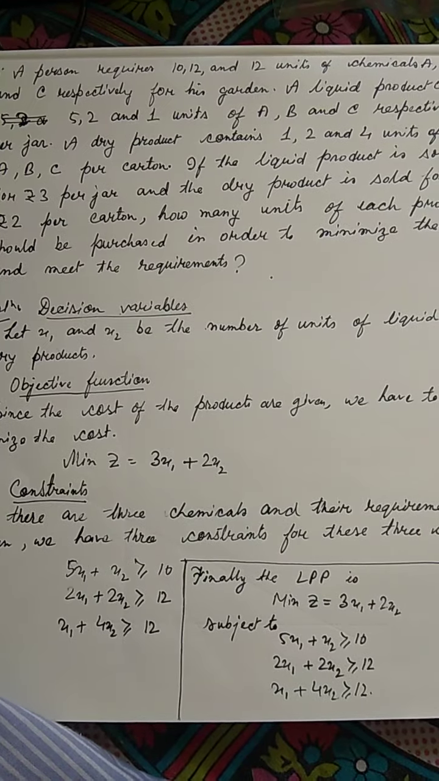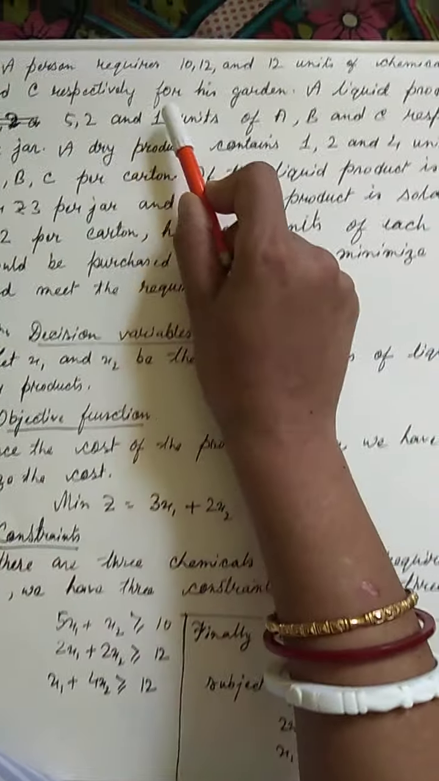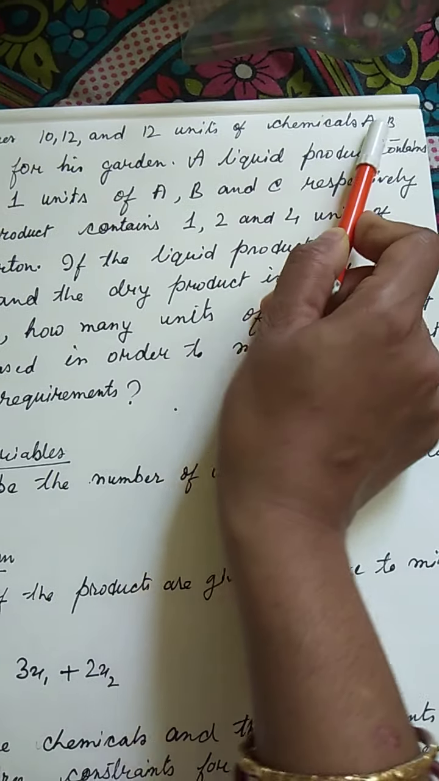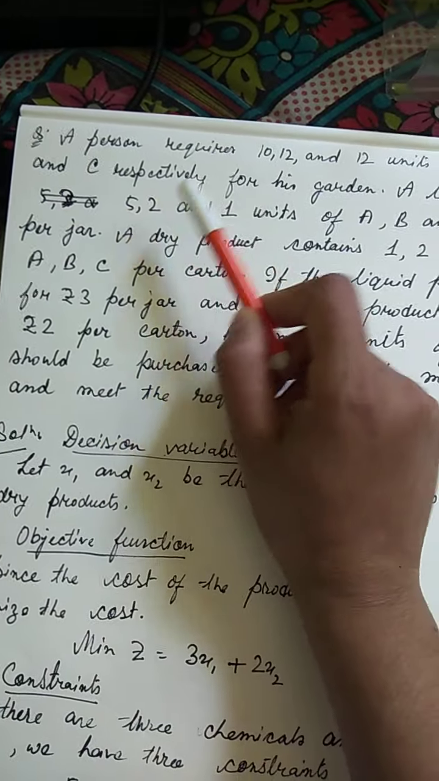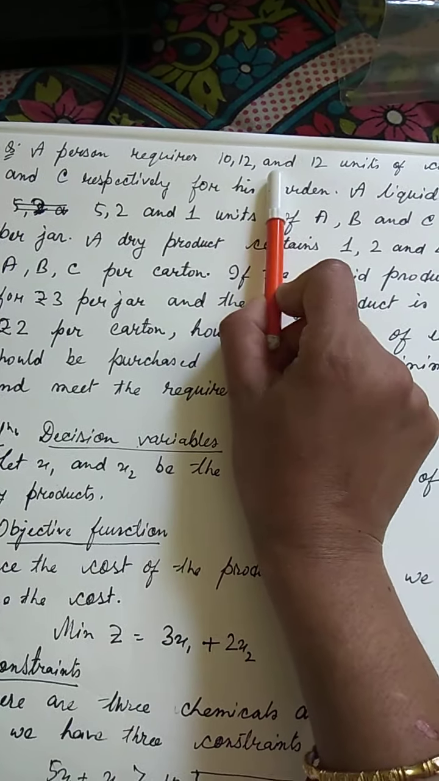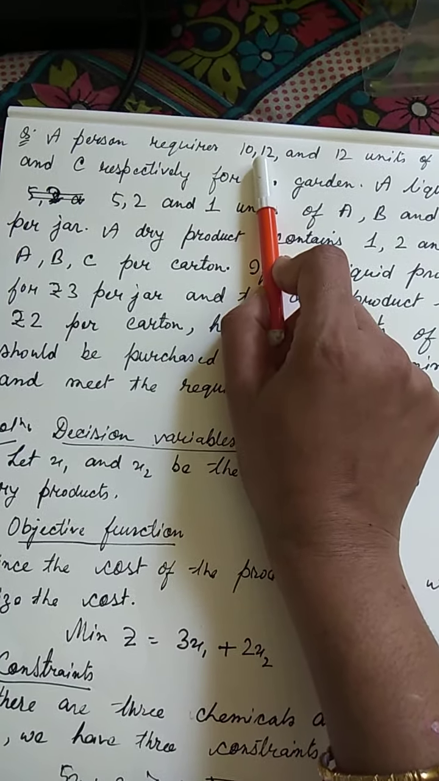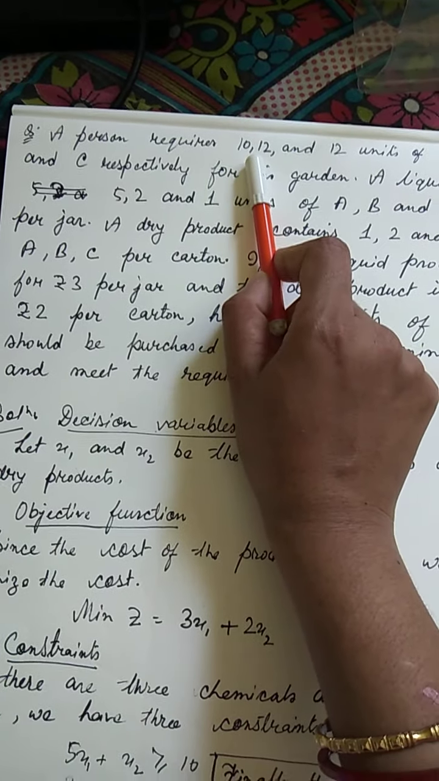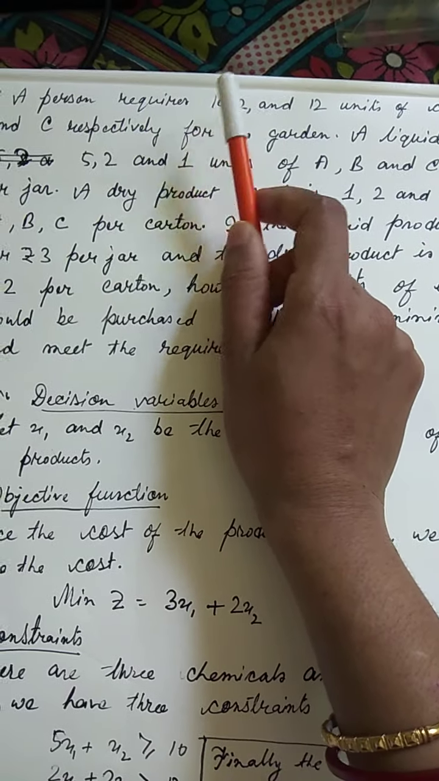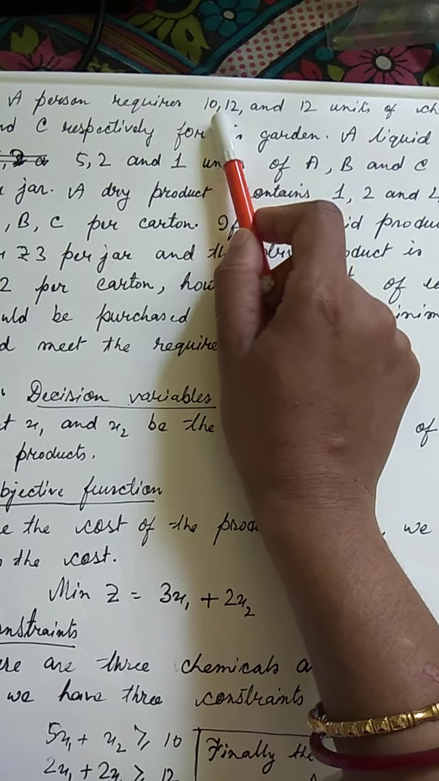Okay. So, this sum I have taken up in which a person requires 10, 12 and 12 units of chemicals A, B and C respectively. That means these are our requirements. This gives a limitation, right? It will be our minimum requirement. That means whatever constraint we follow, whatever conditions are given in the question, it has to be either greater than or equal to 10, because we cannot afford to buy anything or produce anything less.